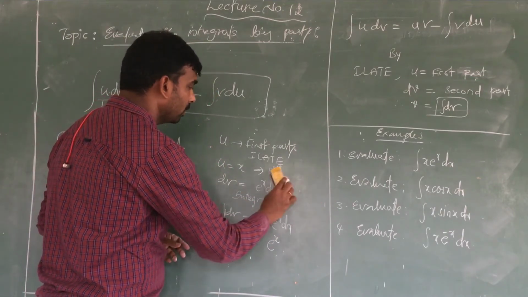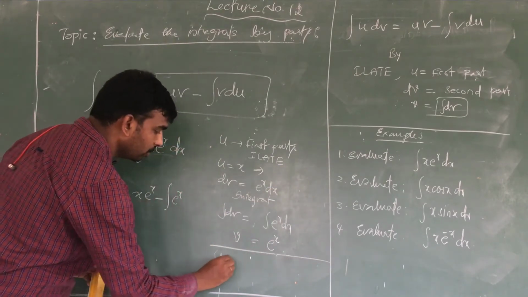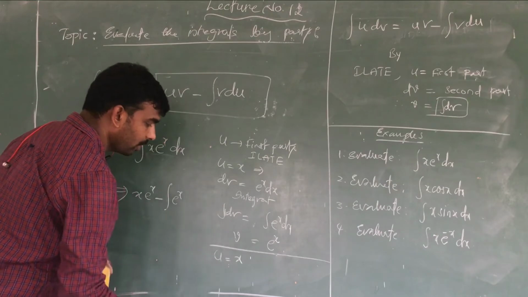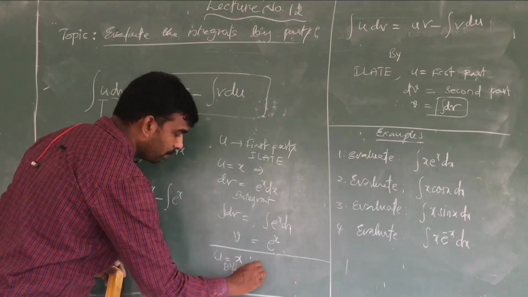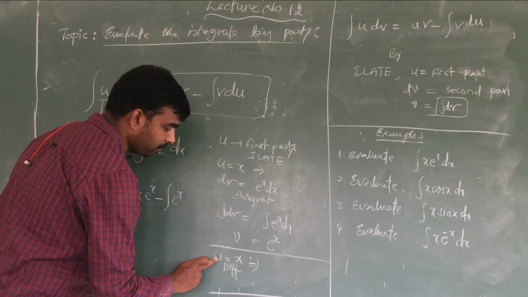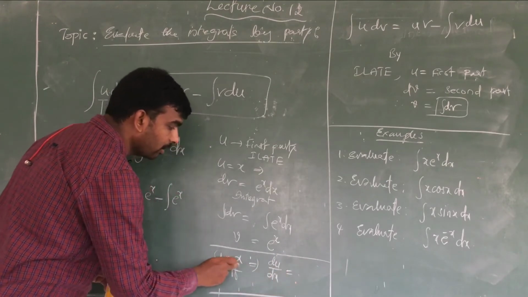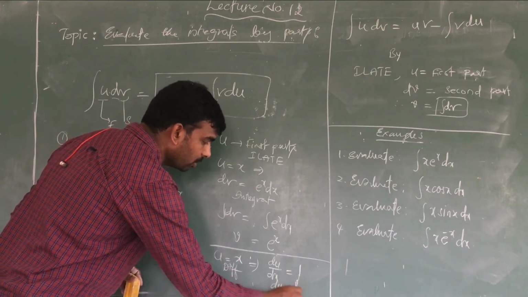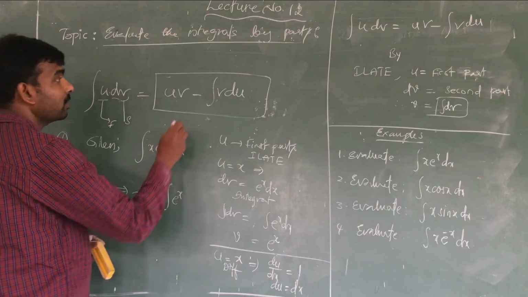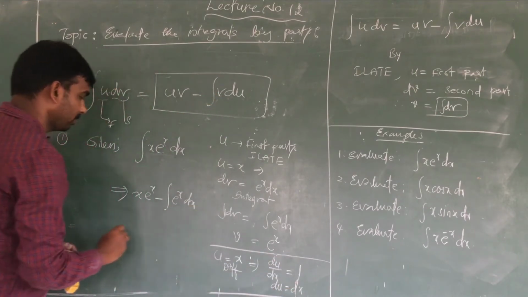Here u is x. Just differentiate this. What will happen with respect to x? du by dx will be, yes or no? Differentiation of x is 1. Cross multiply: du is equal to dx. So that means du can now be written as dx.